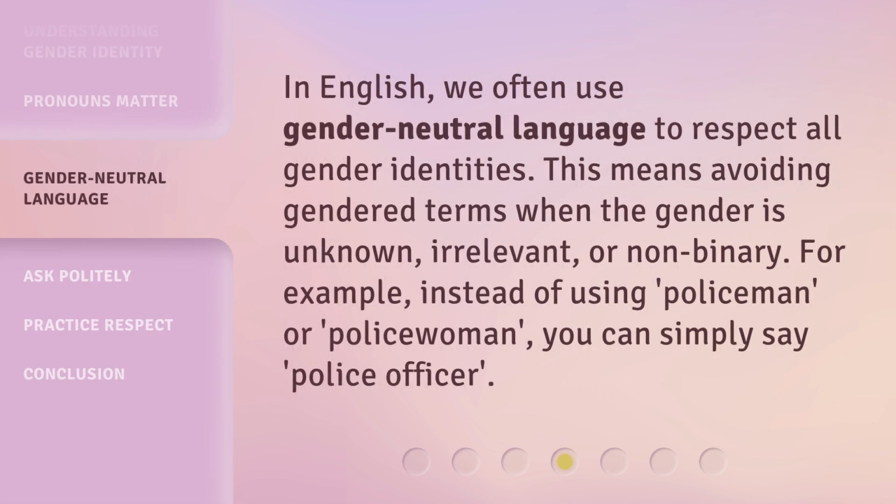In English, we often use gender-neutral language to respect all gender identities. This means avoiding gendered terms when the gender is unknown, irrelevant, or non-binary. For example, instead of using policeman or policewoman, you can simply say police officer.